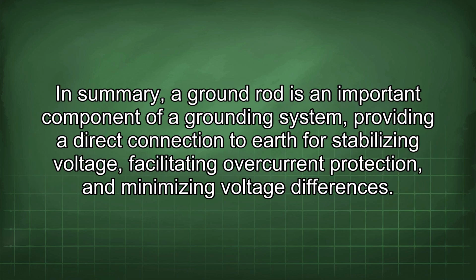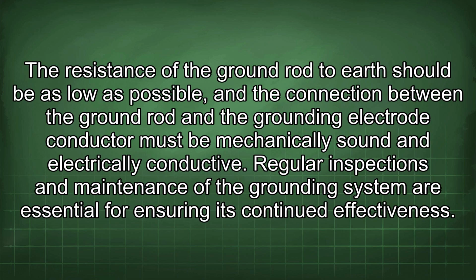In summary, a ground rod is an important component of a grounding system, providing a direct connection to earth for stabilizing voltage, facilitating overcurrent protection, and minimizing voltage differences. The resistance of the ground rod to earth should be as low as possible, and the connection between the ground rod and the grounding electrode conductor must be mechanically sound and electrically conductive. Regular inspections and maintenance of the grounding system are essential for ensuring its continued effectiveness.